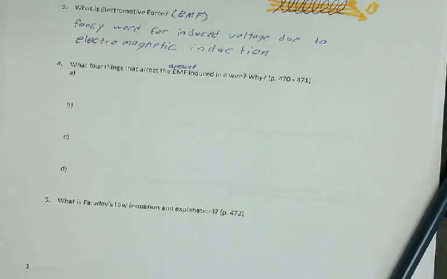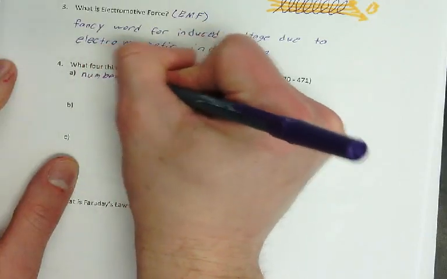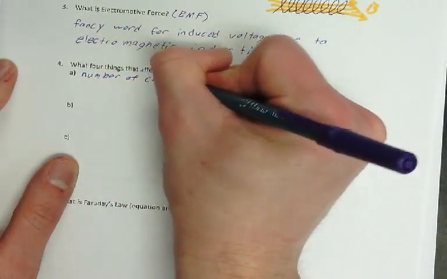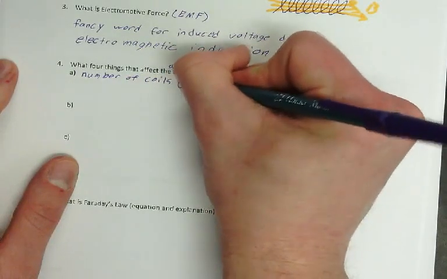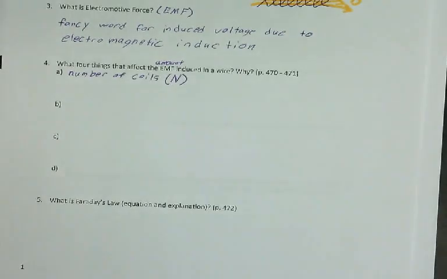All right, give me one thing that you think might affect the amount of EMF induced in a wire. Braden. Yes, the number of coils. That is one. And the symbol for that in the equation is N. And the reason the number of coils matters is because more coils gather more magnetic field. So the more coils you have, the more field is going through. They just build on each other.